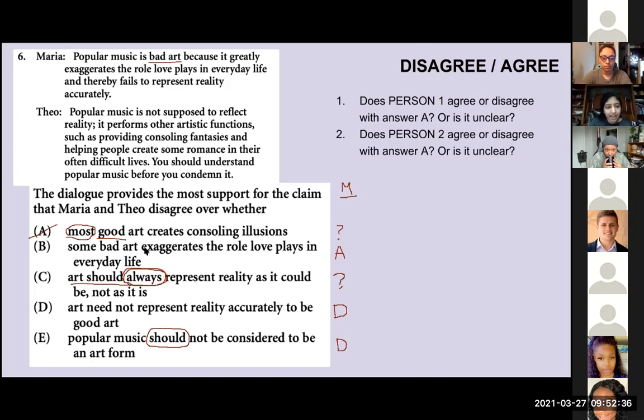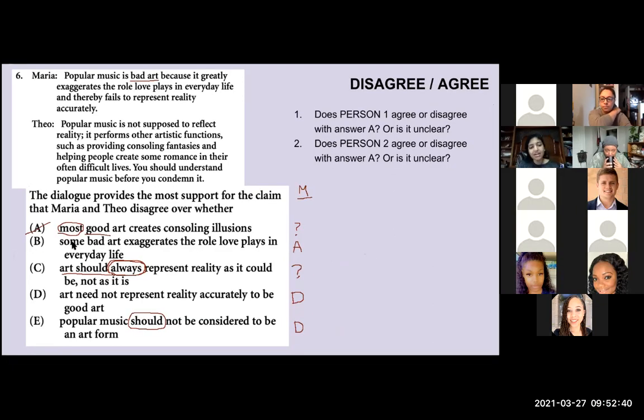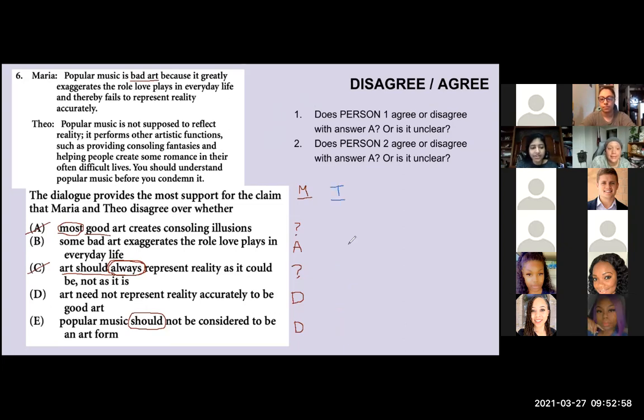So let's look at A again. Oh, we don't have to look at A because we crossed A out. Let's look at B. Some bad art exaggerates the role love plays in everyday life. What do we think about that one? What would Theo say about that? Would Theo agree or disagree that some bad art exaggerates the role love plays in everyday life? I don't think Theo is talking about that exactly. Exactly. Does Theo ever mention bad art? No, right? We don't know what Theo thinks about some bad art. So we have no idea what Theo thinks about this, so that cannot be our answer.